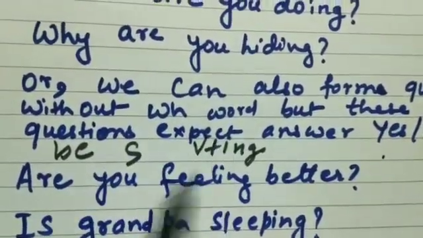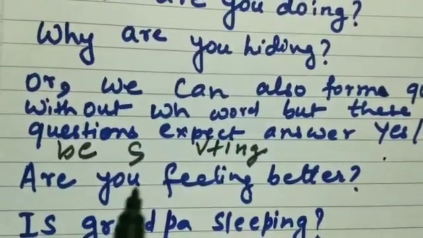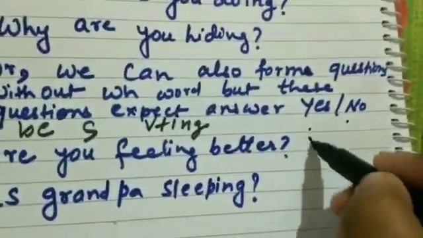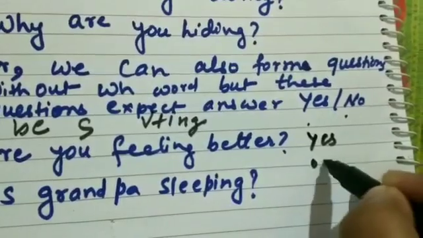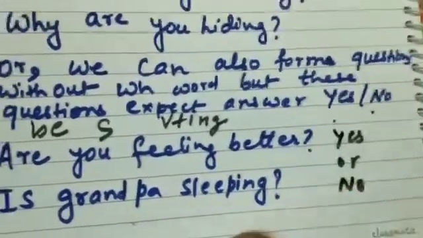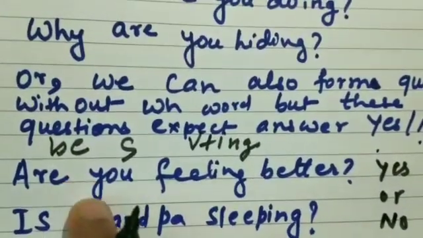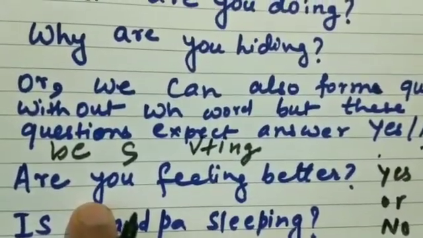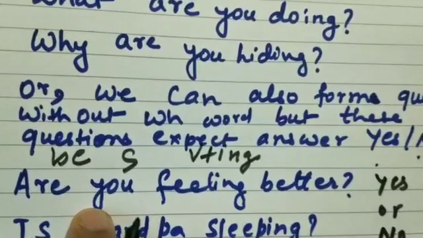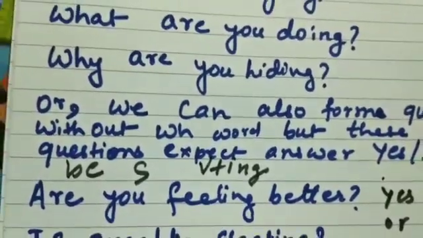So there will be an answer. Yes, I am feeling better. Or no, I am not feeling better. So such yes or no questions can be formed by writing the be verb before the subject and adding a question mark after that.